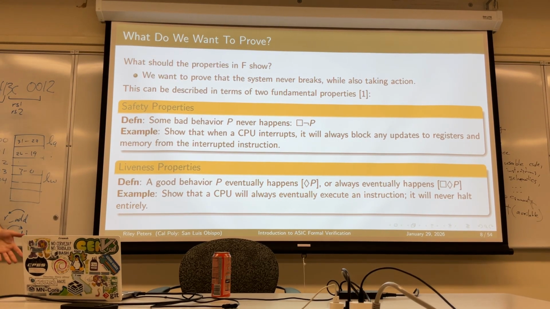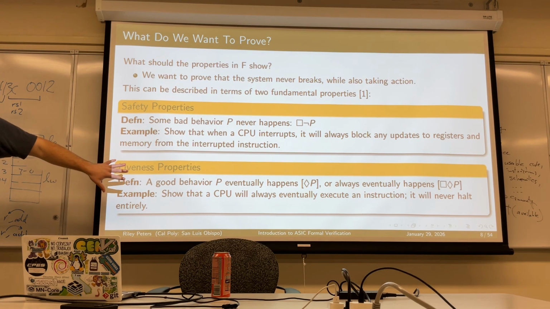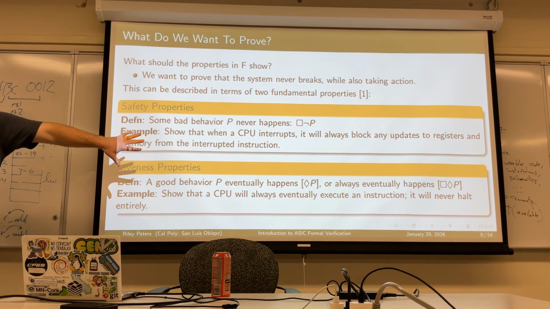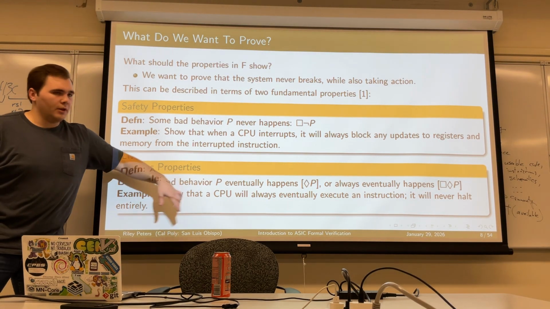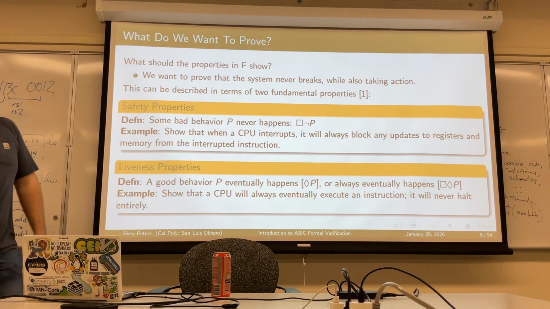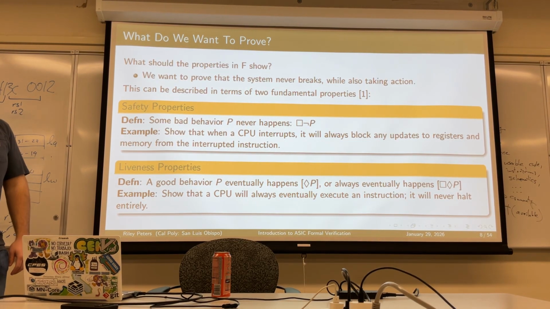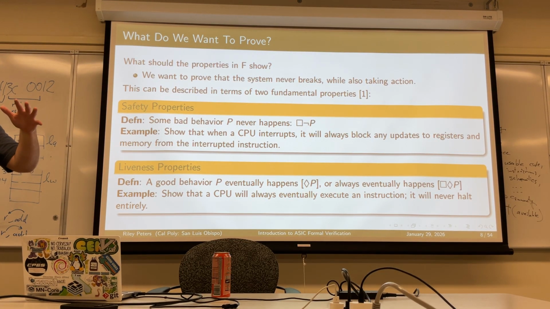The liveness properties are kind of the opposite. You want to show that some good behavior either eventually happens or always eventually happens. The distinction there's a little bit fuzzy, but saying something eventually happens, it could happen once and then never happen again. Where always eventually happens means from wherever I am at any point, I should be able to get to that eventually.